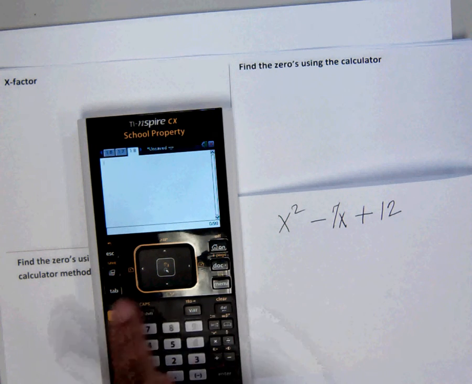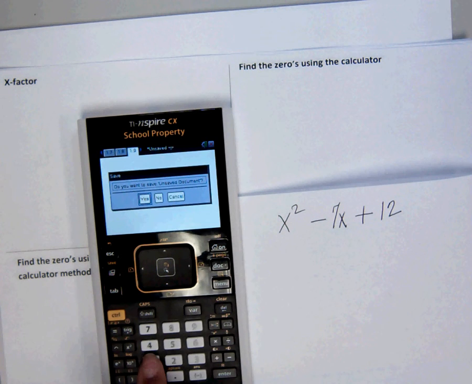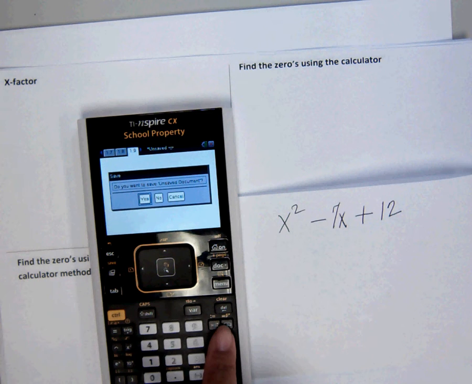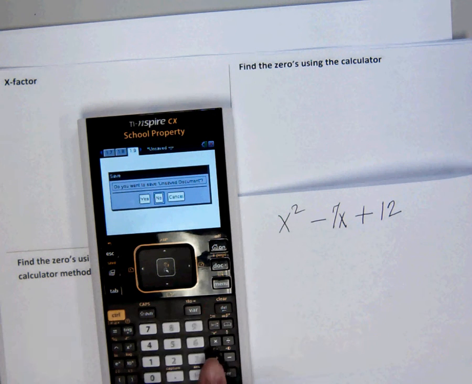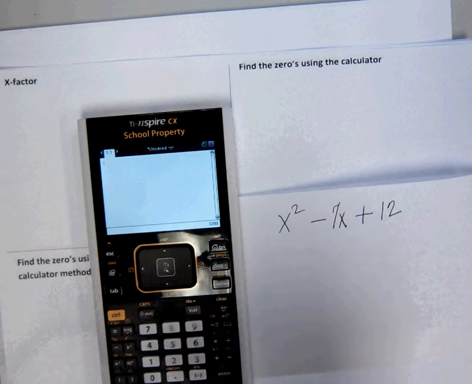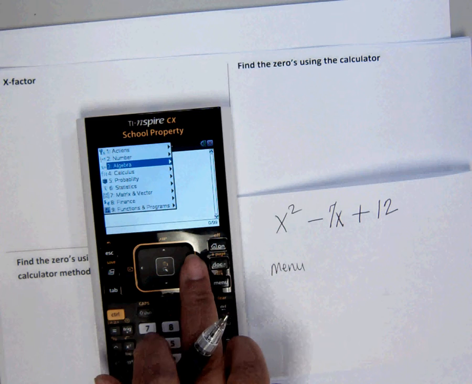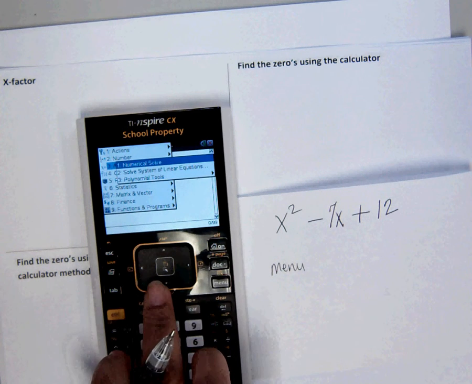Go to the calculator screen. So let's just go home and start over, hit 1. Do you want to save? No. And let's add the calculator. Okay, now I'm going to go to menu and then go down to 3 and then go down to 1.